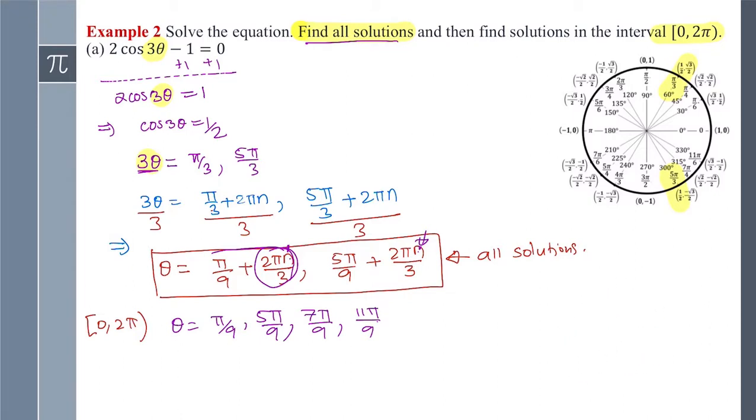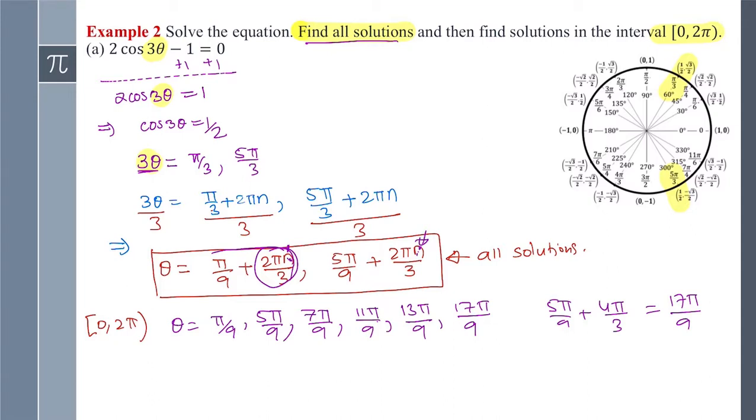So the next one is we'll put n equals 2 here. When we do n equals 2, we get pi over 9 plus 4 pi over 3, and that gives us 13 pi over 9. So let's go ahead and take n equals 2 in the second one. When we take n equals 2, we get 5 pi over 9 plus 4 pi over 3, that becomes 17 pi over 9. Still, this is not greater than 2 pi.